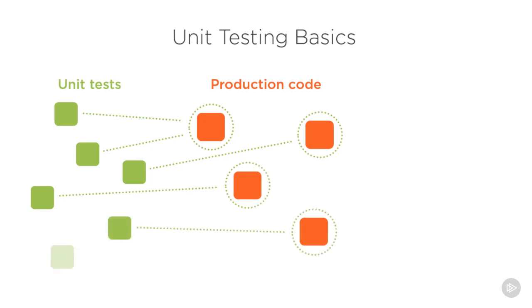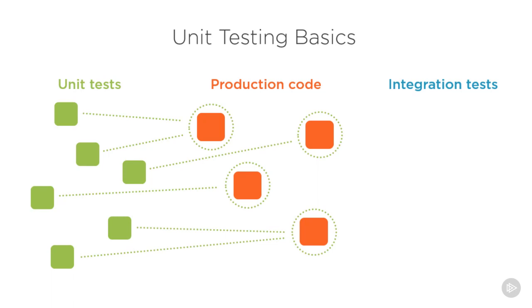For the other units in your production code, you should write unit tests as well to ensure that they work also as expected. Now when you look at this picture, you see that the unit tests are just testing the small pieces of production code in isolation. A unit test does not test how the units are working together. But before you deploy your program, you also need to ensure that the units work together as expected. And this is done by writing integration tests.